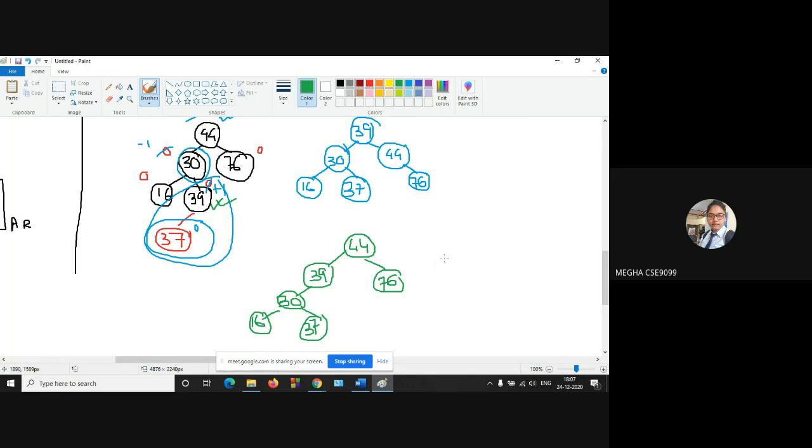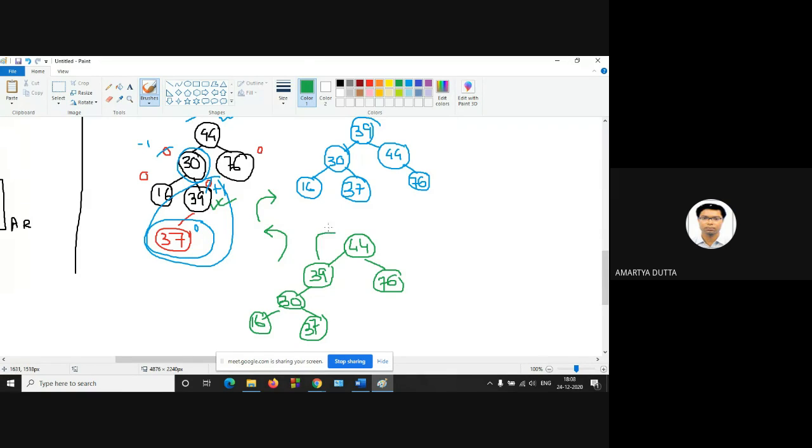Yes, sir. So is it clear? Yes, sir. It is the left, the anti-clockwise rotation. So anti-clockwise rotation means RR rotation. Okay. Next, you have to do the left.